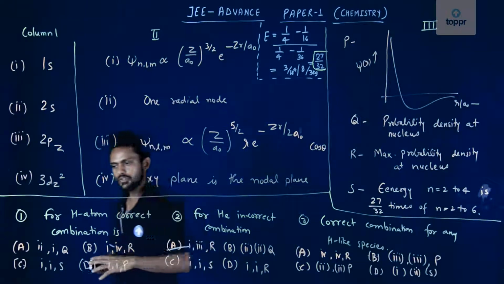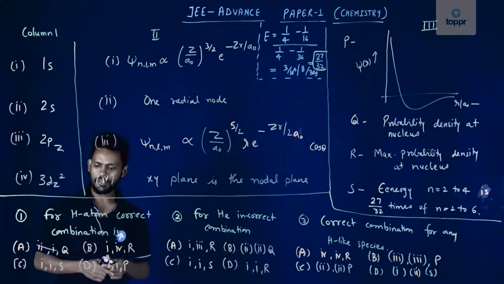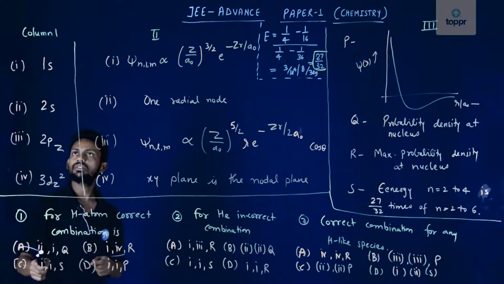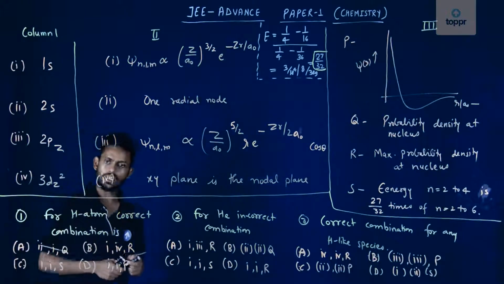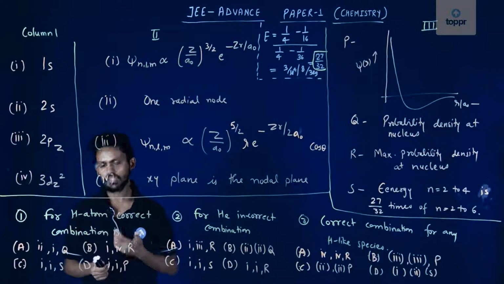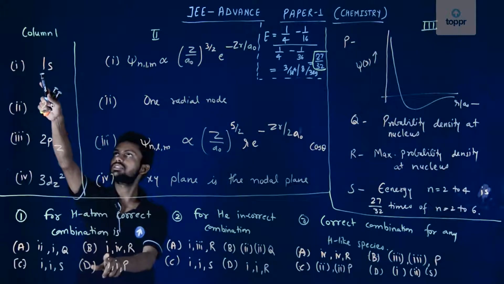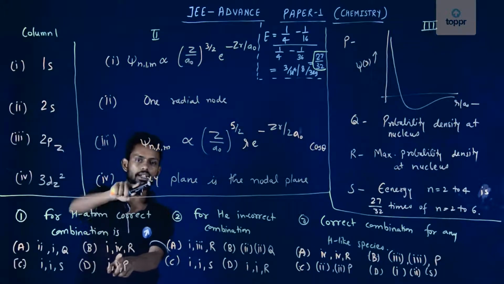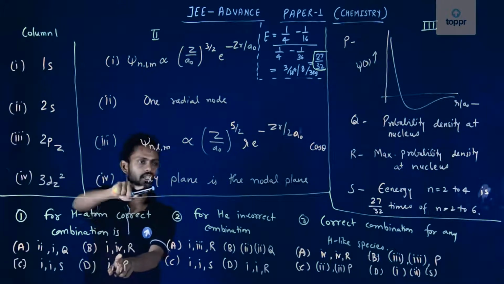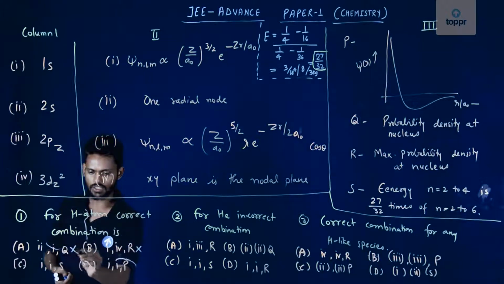Now let us move to the questions and see what is there. For the hydrogen atom, the correct combination is needed. In the first column it is given 2, that is the 2s orbital, which is going to be incorrect, because we are talking about the hydrogen atom, and we are going to deal with the 1s orbital first. Another option has 1 as the 1s orbital, and 4 says the xy plane is the nodal plane. For the 1s orbital, the xy plane cannot be a nodal plane, so this option is again incorrect.